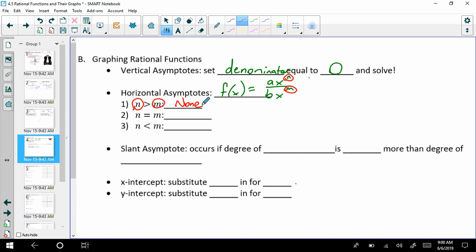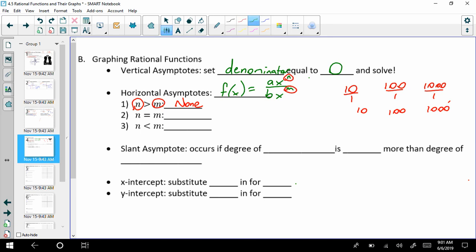Well, why is that? Think about it like this. If I just show you with numbers, let's say I had 10 over 1, and then 100 over 1, and then 1,000 over 1, and I kept going. Notice as the top just keeps getting bigger and bigger, as I divide these, my answers are just getting bigger and bigger. They're not getting close to anything, so there's not going to be a horizontal asymptote.